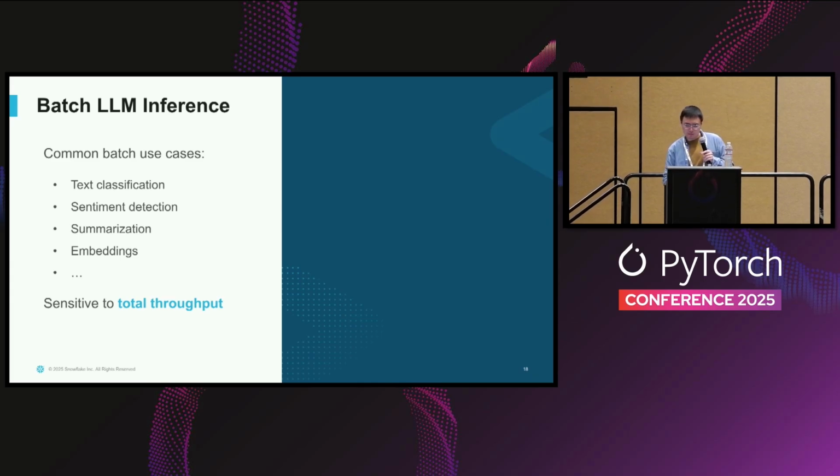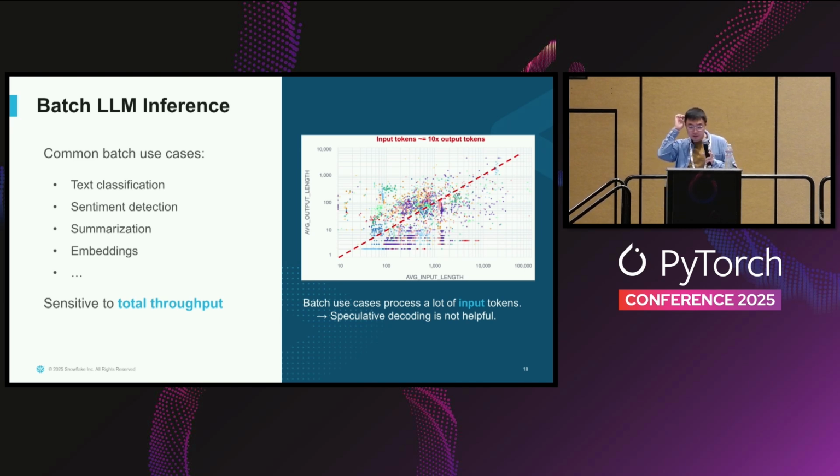So instead of latency, batch inference is only really sensitive to the total throughput in terms of the raw number of tokens that we can process per second, right? Another important characteristic is that batch use cases typically receive a lot more input tokens than output tokens. What we see in Snowflake is roughly a 10x more input tokens than output tokens distribution. And because there are so few output tokens, what we previously talked about, speculative decoding, is going to be a little bit less effective here.